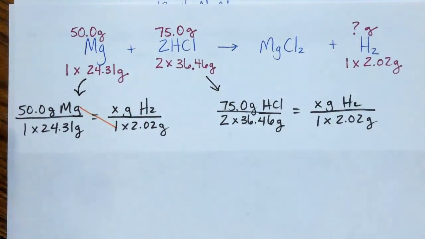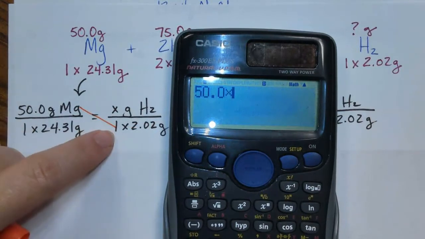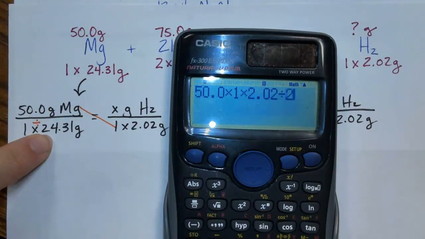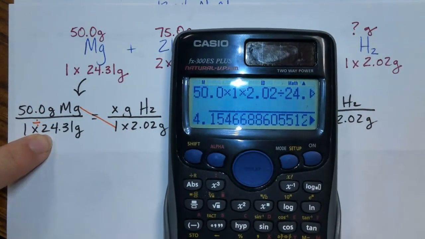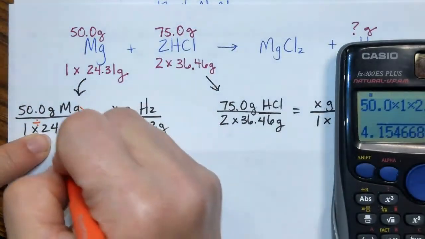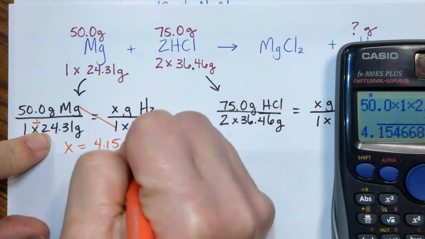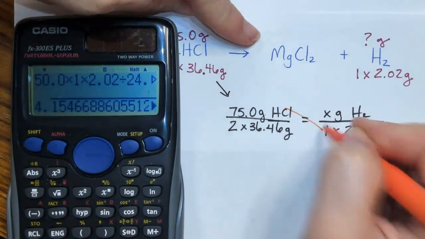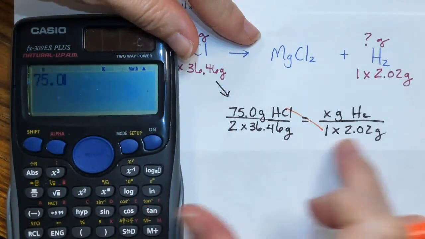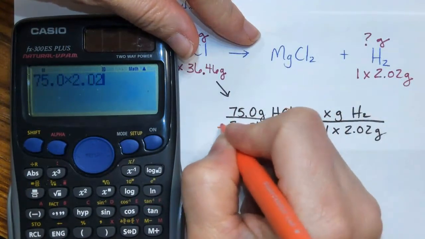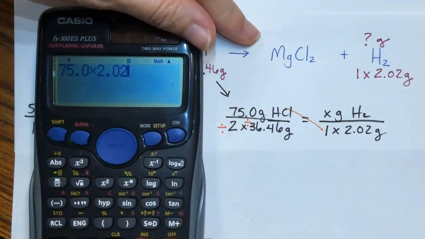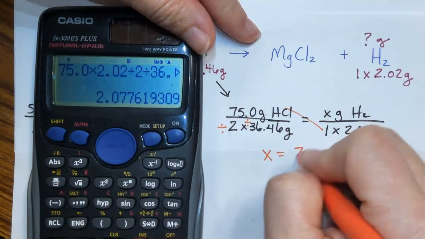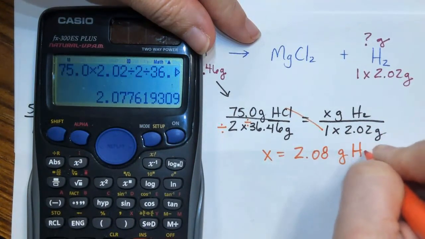This one is going to be 50.0 times 1 times 2.02, and then it's going to be divided by 24.31. So my answer is 4.15. X equals 4.15 grams of hydrogen. And now my other proportion is going to have the cross here, 75.0 times 1 times 2.02 divided by 2 divided by 36.46. And that's going to give us X equals 2.08 grams of hydrogen.